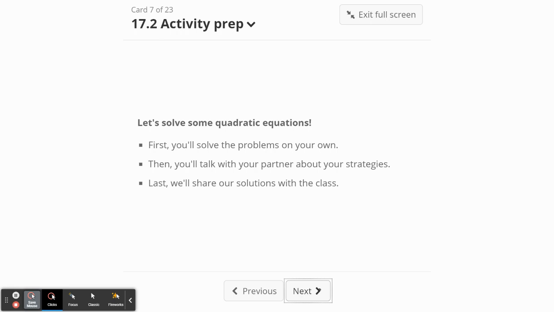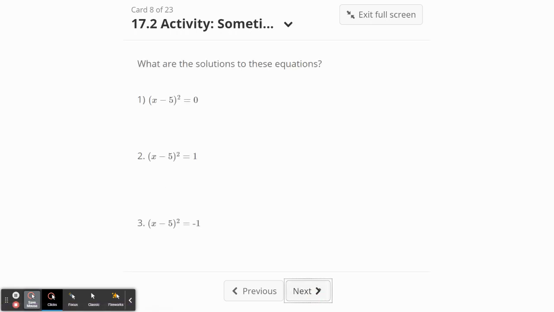We're going to solve some quadratic equations. Take a look at these 3 quadratic equations you see here. We're going to figure out what the solutions are to these equations. Now, I want you to take a look at the setup of each one. They're very similarly set up. You should notice that on the left side, all of them have x minus 5 squared. So the left is no different from each other. But the right sides have different values that they equal.